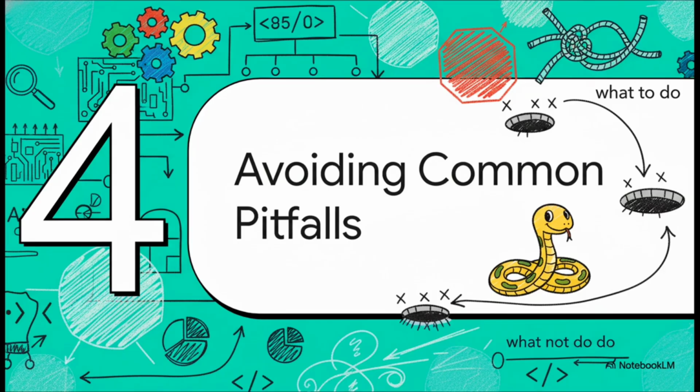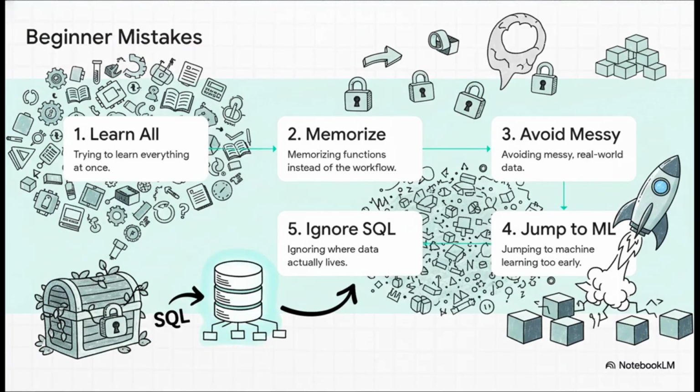Because knowing what to do is one thing, but knowing what not to do, that's just as critical for your success. Let's just walk through these common traps real quick. Number 1, trying to learn everything at once. Don't do it. Your goal is to get really good with your core toolkit, not to kind of know 20 different libraries. 2, don't just memorize function names. Focus on the workflow. Understand the story of getting from a raw file to an insight. 3, embrace messy, real-world data. Don't avoid it. That is where the real learning happens.